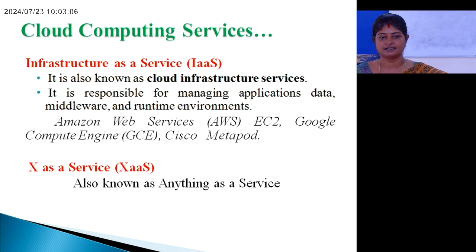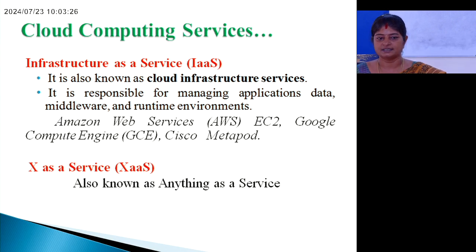And the next one is infrastructure as a service, which is shortly known as IaaS. It is also known as cloud infrastructure services. It is responsible for managing applications, data, middleware, and runtime environment. Examples: Amazon Web Services EC2, Google Compute Engine, Cisco Metapod.